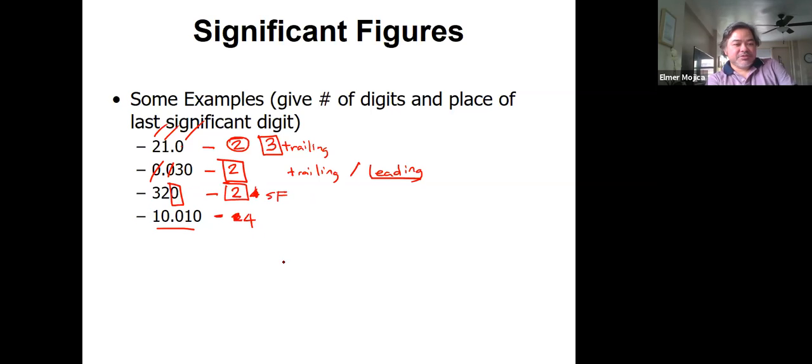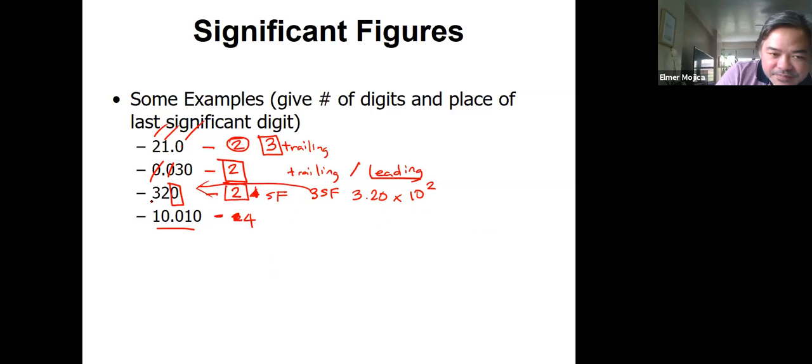2 significant figures. So if you want to make it 3 significant figures, what do you need to do? If you want to make that 3, you need to convert them into this. But this will only give you 2 significant figures. Let's go with the last one.